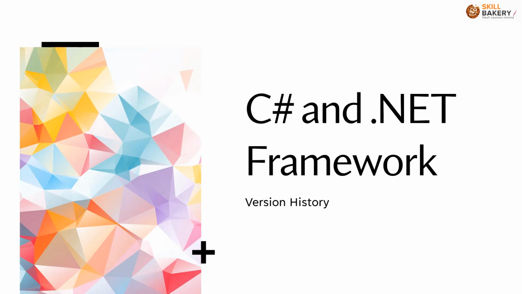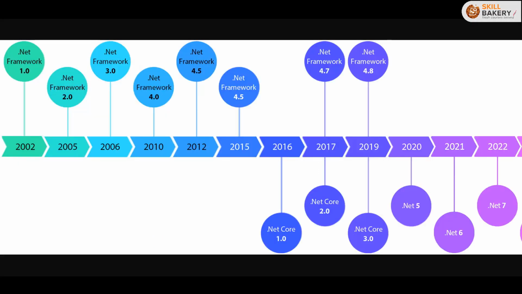Welcome to today's video, and in this one we'll be covering C# and .NET Framework version history. The .NET Framework was initially introduced in the year 2002 with .NET Framework 1.0. The .NET Framework 2.0 came into existence in the year 2005, and then in 2006 we had .NET Framework 3.0. In 2010, that is after a period of 4 years, we had .NET Framework 4.0.